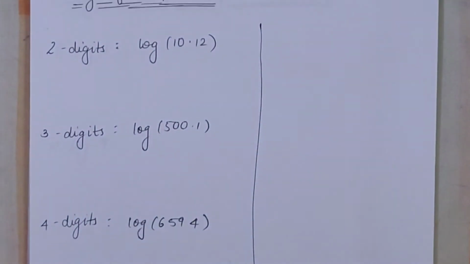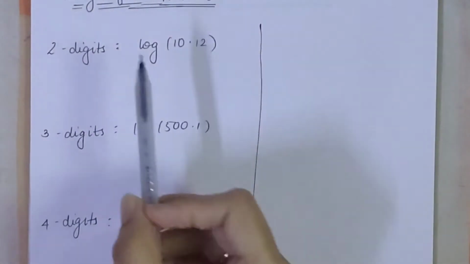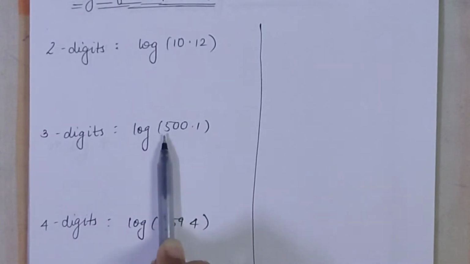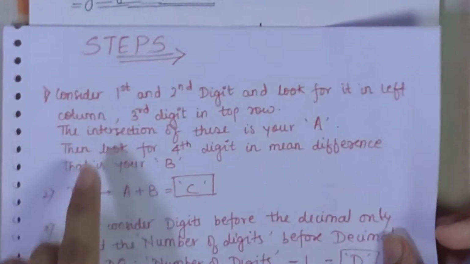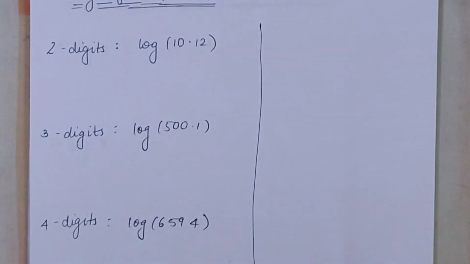So what does your sum say? I've just divided the topic into 3 parts. When there are 2 digits before the decimal point, when there are 3 digits before the decimal point, and when there are 4 digits before the decimal point. Okay, now let's start with the first one. 2 digits before the decimal point. What is our first step? Consider first and the second digit and look for it in the left column.